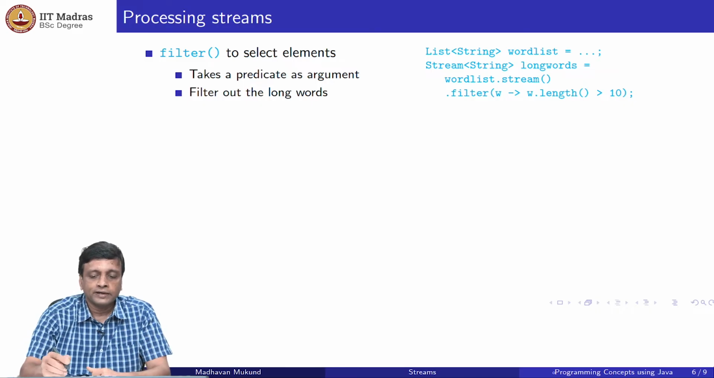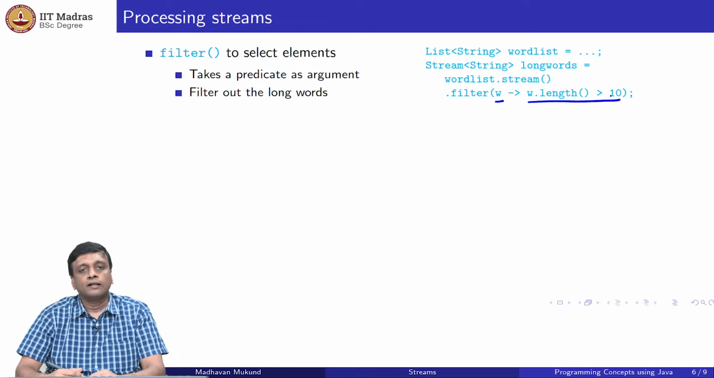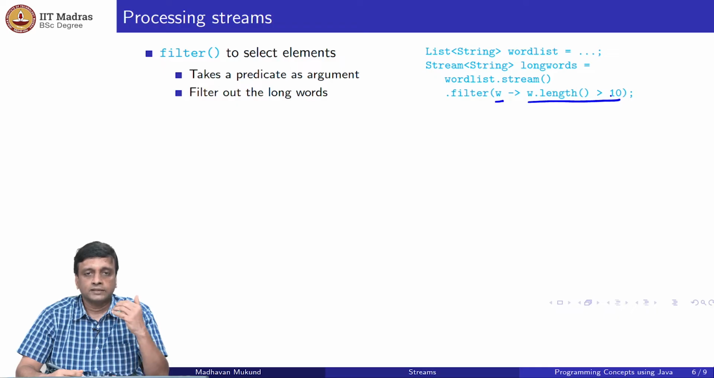So, in our case the predicate was: map a word w to the predicate that its length is greater than 10. So, if its length is greater than 10, the word is mapped to true. If it is not greater than 10, it is mapped to false. So, all the false values, all the words whose length is less than or equal to 10 will be dropped, right, and this will filter out the short words from your sequence and keep only the long words, right.